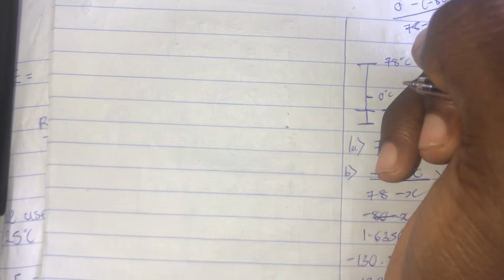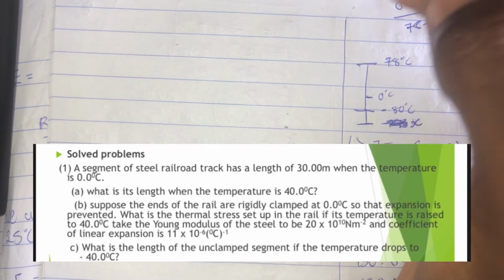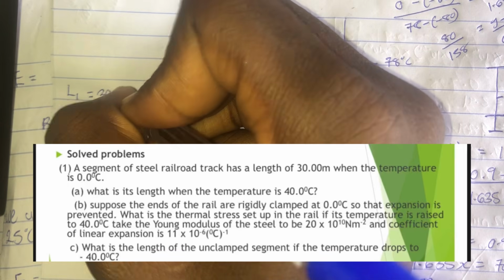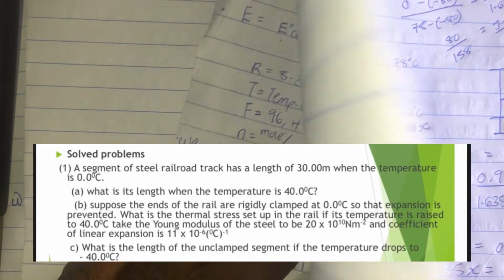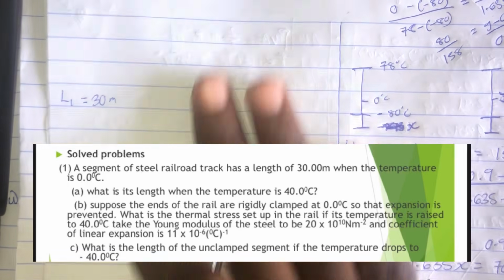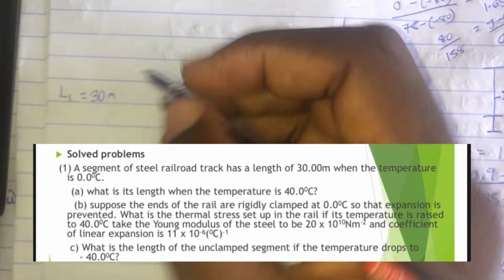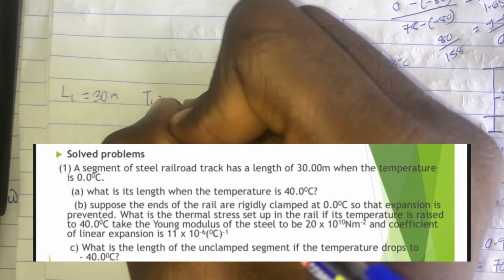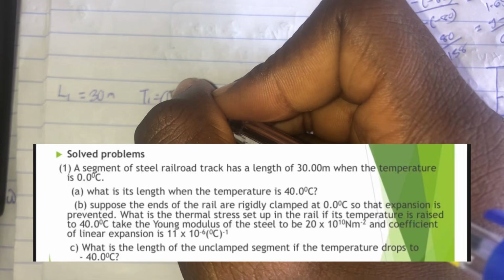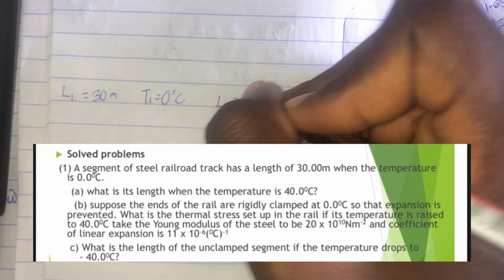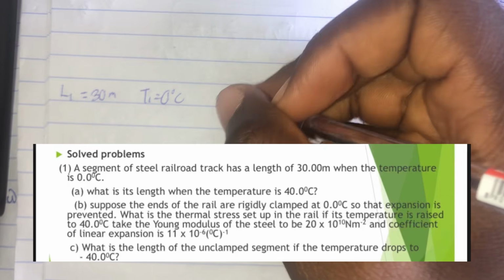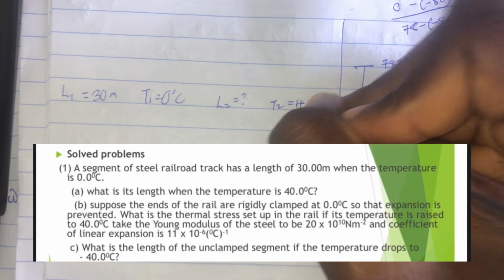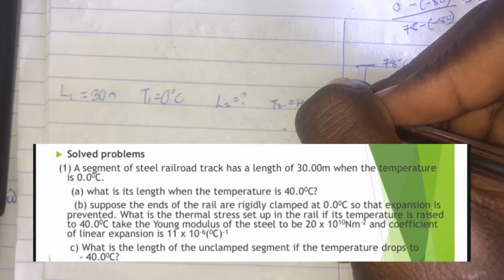They are going to see it on the screen. A segment of steel railroad track has an initial length, the original length, of 30 meters, right? Yes, it's 30 meters when the temperature is 0 degrees Celsius, that means when the initial temperature is 0 degrees Celsius. What is the length in the increased length L2? Let's call that L2, when the temperature is 40 degrees Celsius.